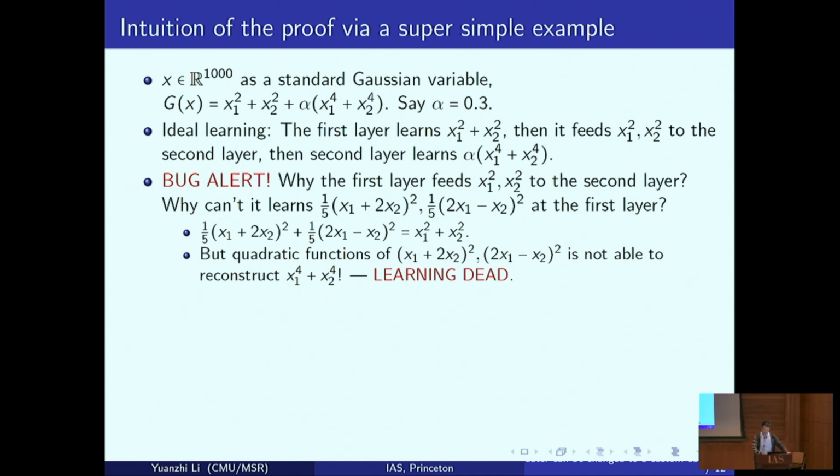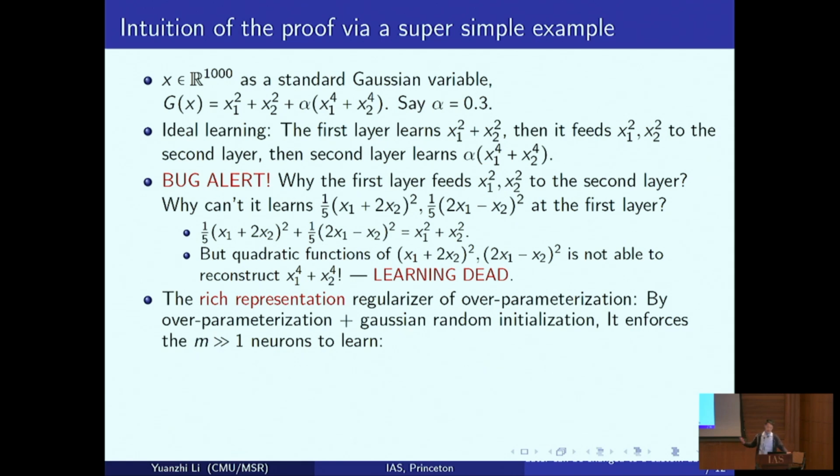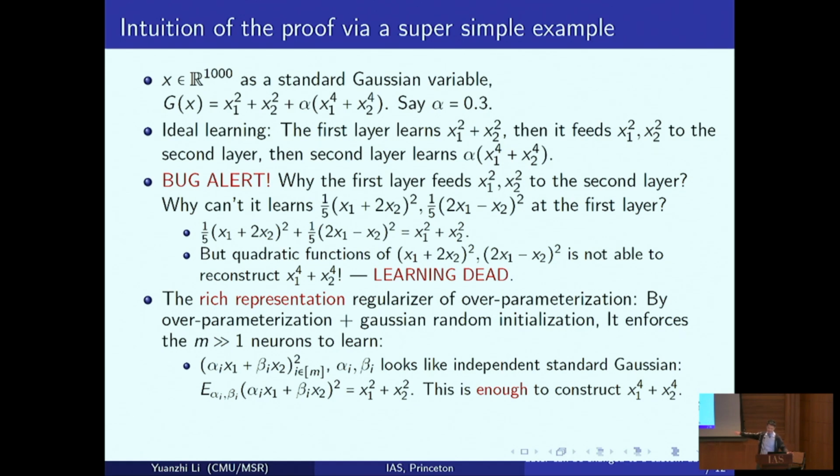You cannot proceed. So here is the goal of over-parameterization, the rich representation over regularization, that I don't know is recorded anywhere. It's just by using over-parameterization plus Gaussian random initialization, it actually forces all the neurons, instead of learning some fixed basis, to learn something that looks like a Gaussian mixture of the signal. And of course, if you take the expectation over this Gaussian, it's still the target function, but it's very rich.